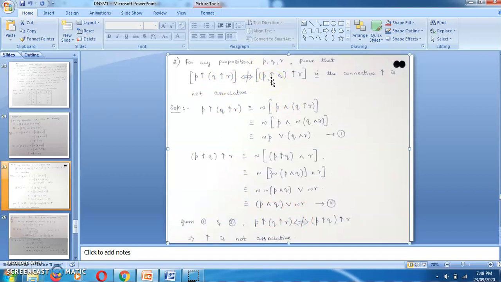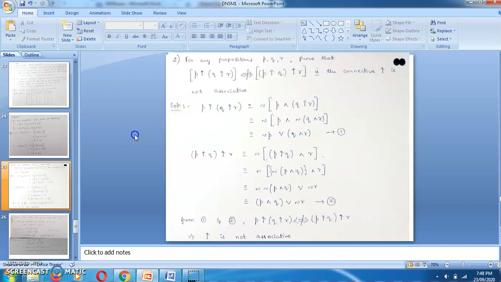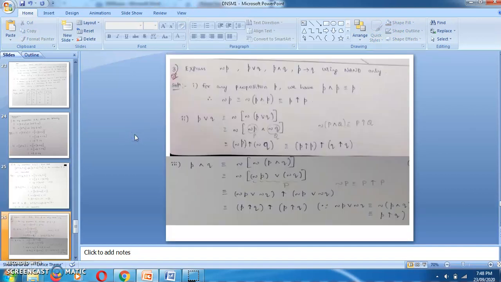We'll see some more examples also. Yes, the simplest one, we have to complete it fast. We have to express this using NAND only. So the ultimate result is that we have to express this proposition with NAND. In the result we have to get NAND.